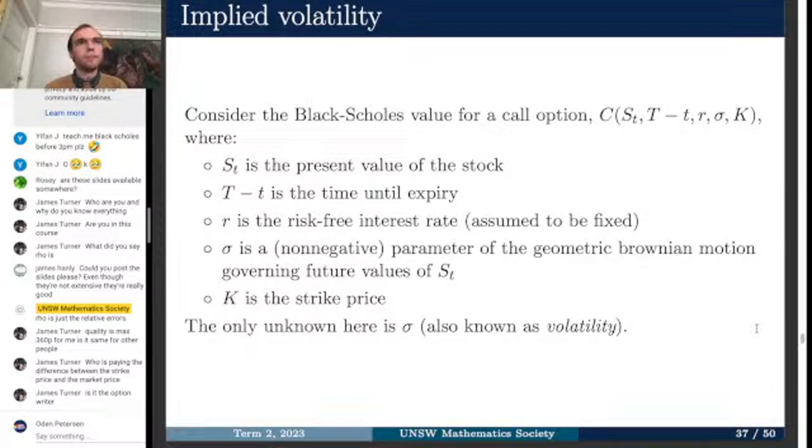Yes, so if we look at all these parameters here, the stock price, time to expiry, interest rate, strike price, the only one that we don't currently know, if we assume the interest rate is fixed, we know the stock price currently because we can just look at the market. We know the time to expiry and the strike price because we can just read the options contract. We don't know this, which is called the volatility parameter. And this is basically governing the way that the variance of the geometric Brownian motion evolves over time.